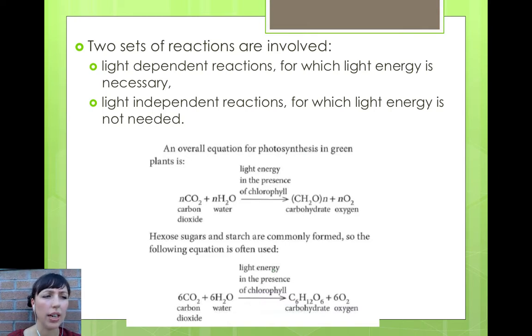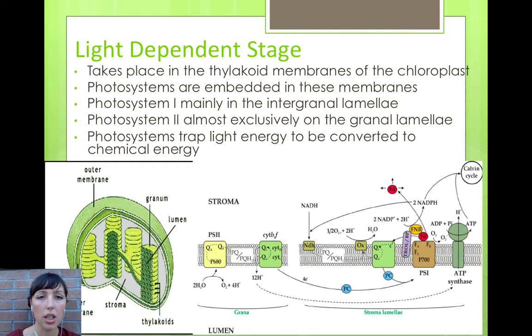So there are two sets of reactions that are involved in photosynthesis. There's light-dependent reactions for which light energy is necessary, as well as light-independent reactions for which light energy is not needed. Okay, so here are the overall equations for photosynthesis. So here's the photosynthesis in a green plant, which again is the light-dependent light energy. Okay. So just to talk about the light-dependent stage first.